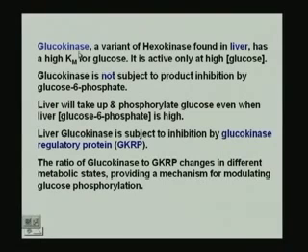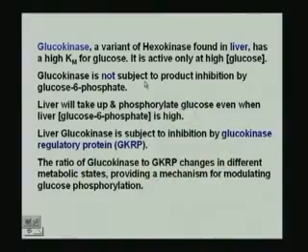Now, glucokinase, which is a variant of hexokinase, is found in the liver. This has a high Km value. All of you know what the Km value is now, the Michaelis-Menten constant for glucose, and it is active only at high glucose concentrations. So, glucokinase acts at high glucose concentrations. When there is a high level of glucose, the glucokinase enzyme comes into the picture.